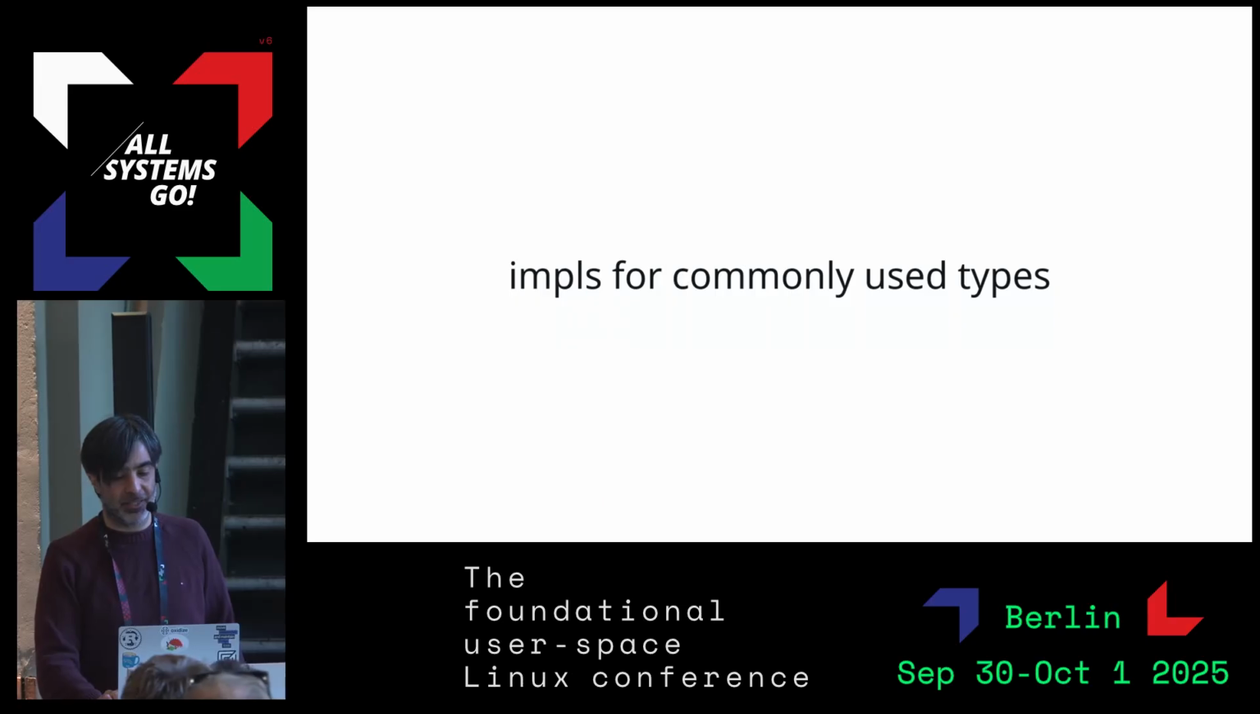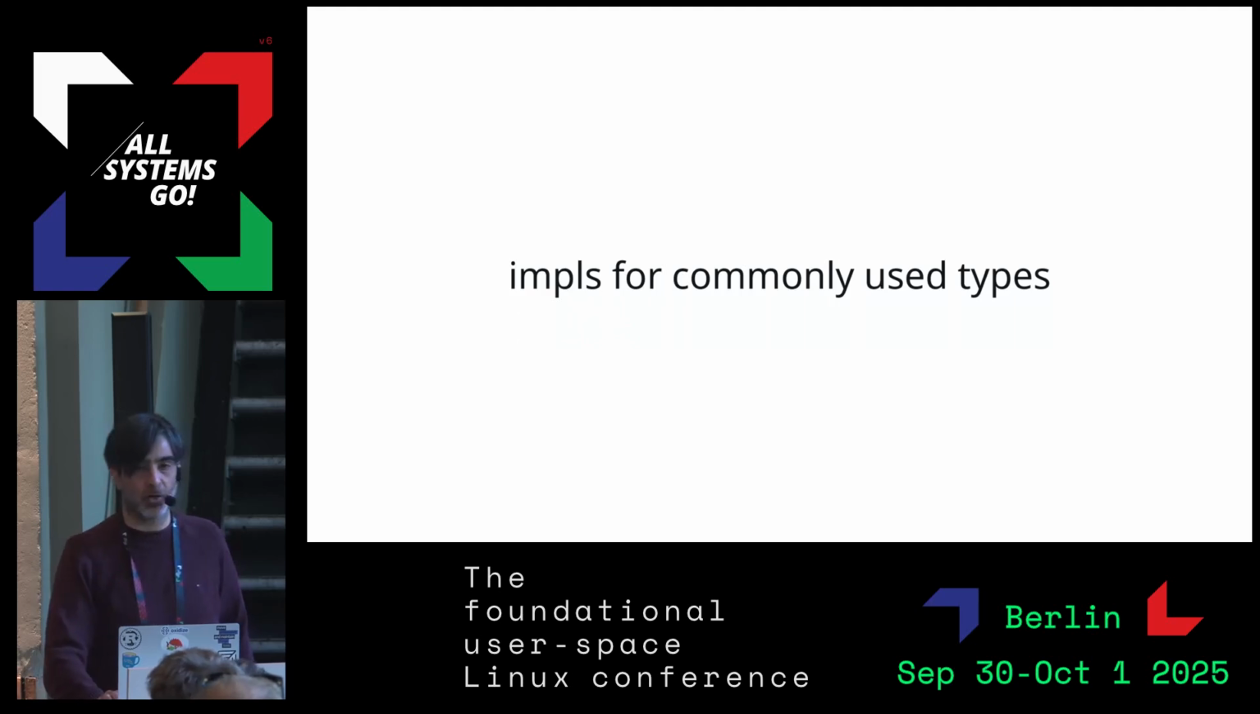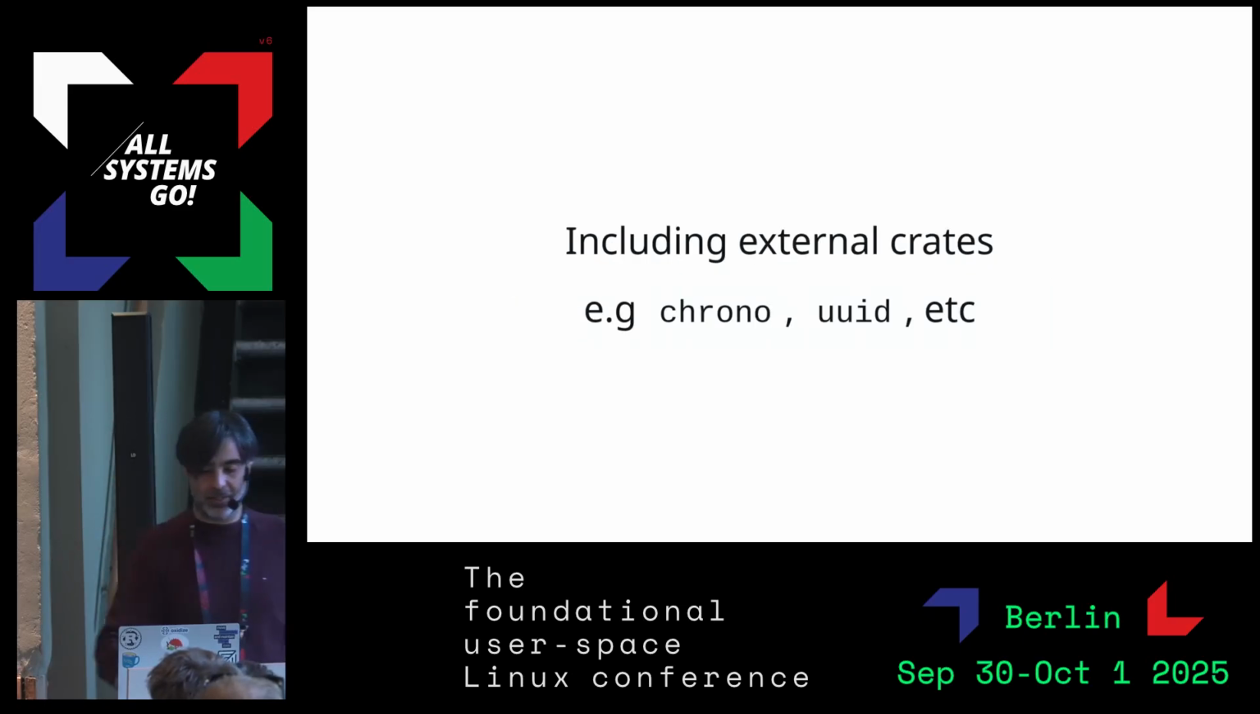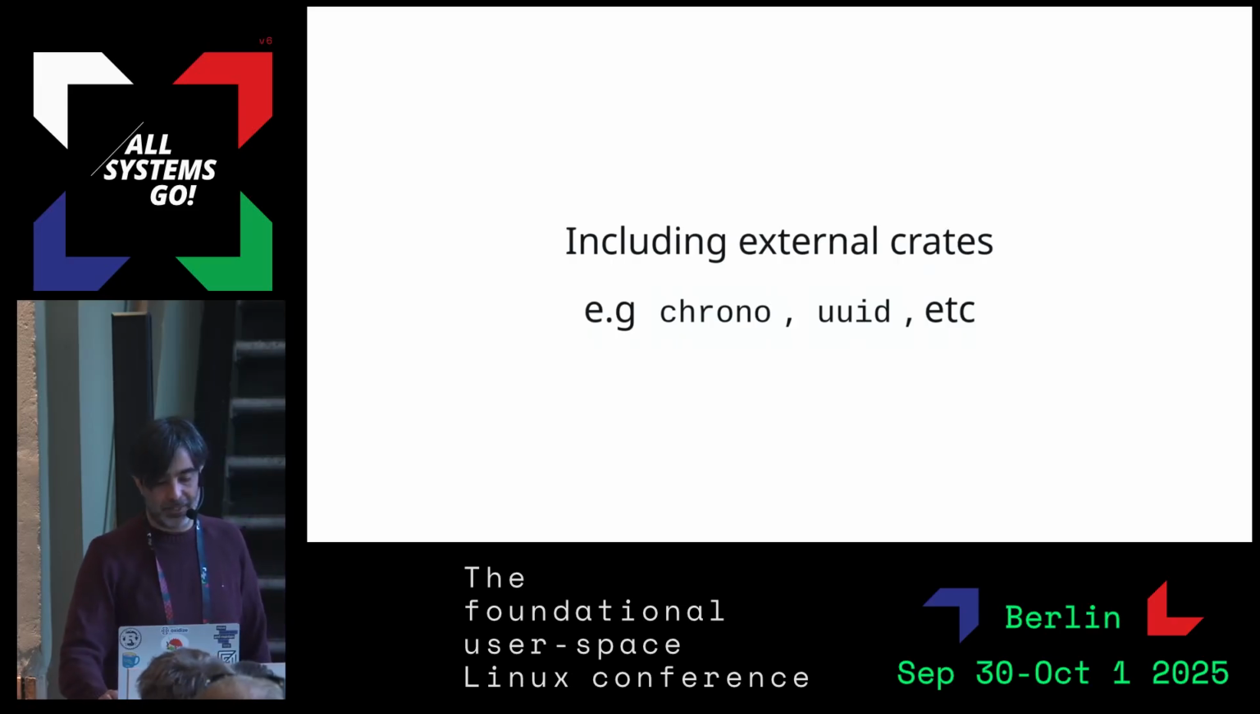So in zvariant, there are a lot of features that you can enable to add support for various commonly used libraries. For example, all the standard types from the standard library are implemented as well. So including external crates like chrono and uuid, which are very commonly used type crates in the Rust world.